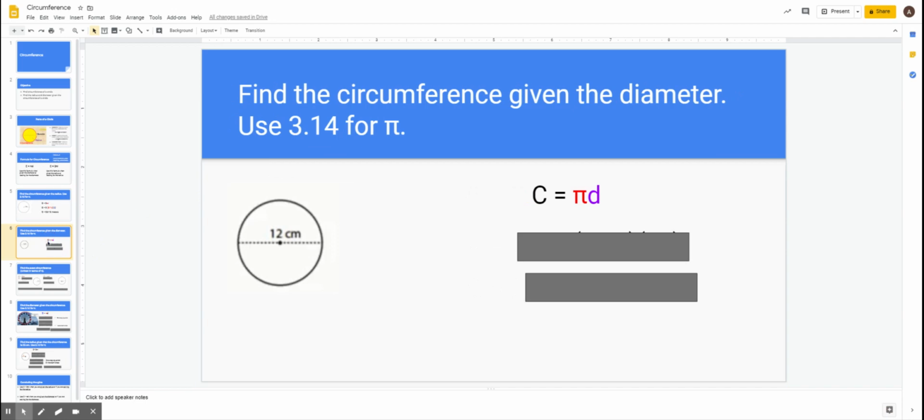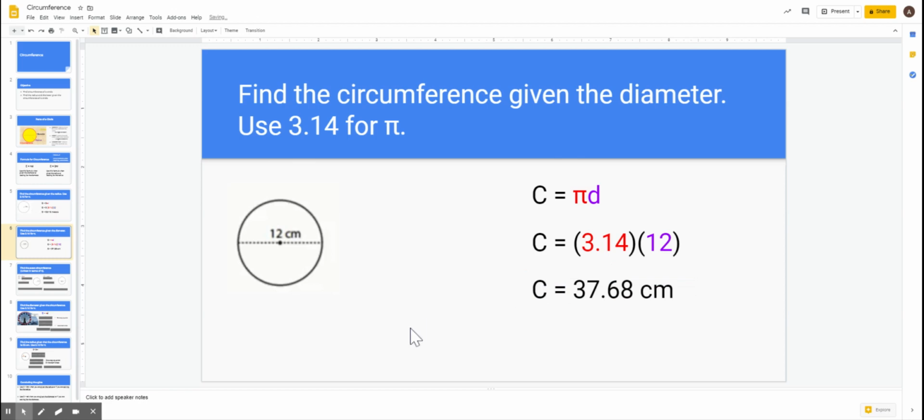In our next example, it says find the circumference given the diameter. Use 3.14 for pi. So looking at the circle, the line goes across the whole circle. So we are given the diameter of 12. So we're going to substitute. C equals pi, we're going to substitute 3.14 in for pi. And d, we're going to substitute 12. So when we multiply, we end up getting 37.68.